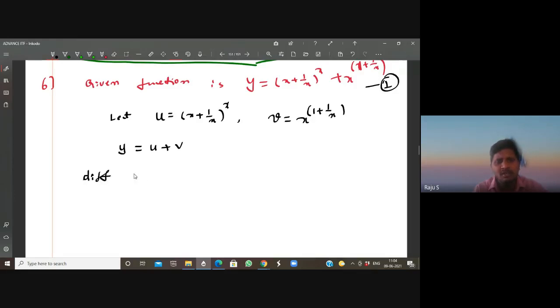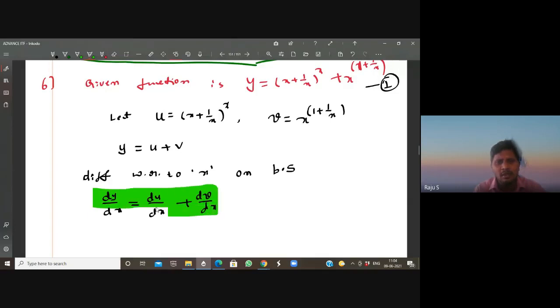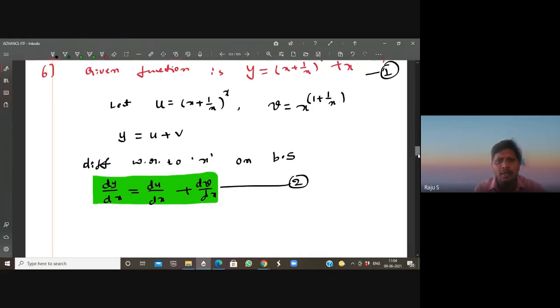Now differentiate the above equation with respect to x on both sides. Then the left side becomes dy by dx, which is equal to du by dx plus dv by dx. This equation we can consider as equation 2. Now I want to find du by dx with the help of u, and dv by dx with the help of v.